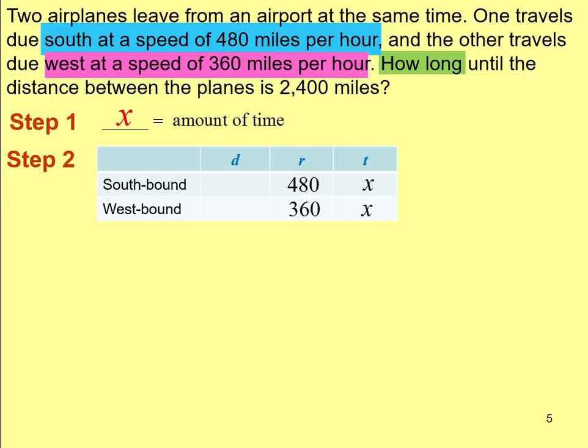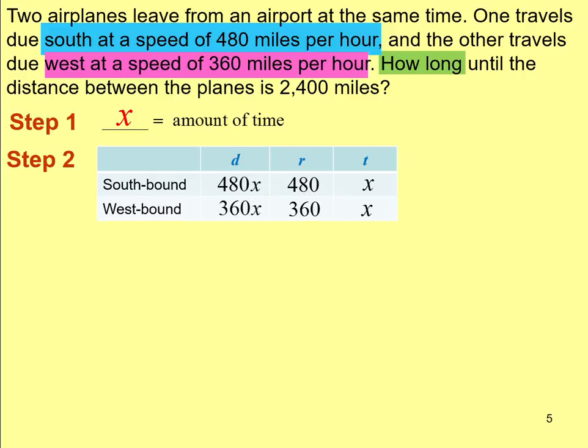Now here's the key to using the chart. The D column is nothing more than r times t. D equals r times t. And so 480x and 360x are the D columns.